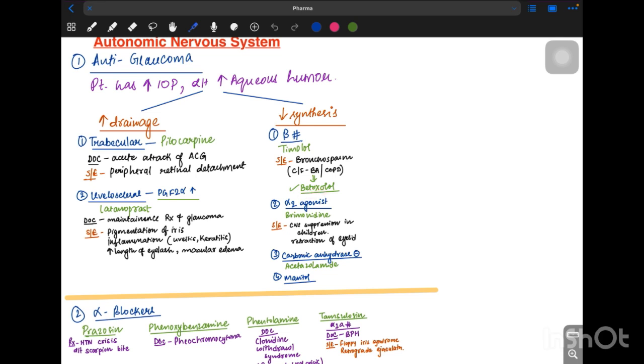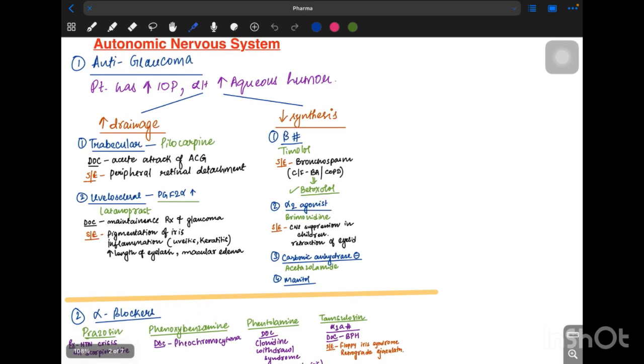The second group of drug is alpha-2 agonist. The example is brimonidine, and the side effect for this is it causes CNS suppression in children, and it also causes retraction of eyelid. Now the third one is carbonic anhydrase inhibitor. The example for that is acetazolamide, and the fourth drug is mannitol. So these are all the drugs by which you can decrease the aqueous humor and ultimately decrease the intraocular pressure.